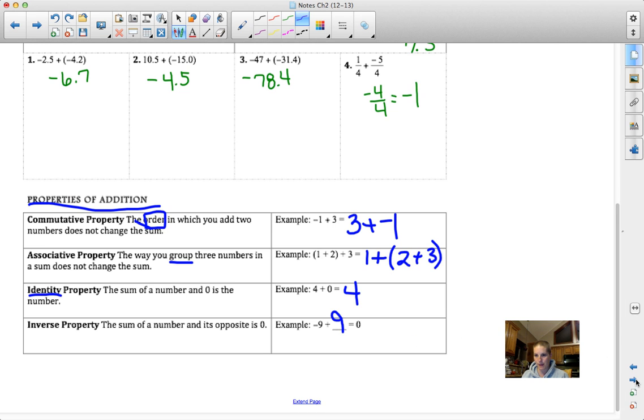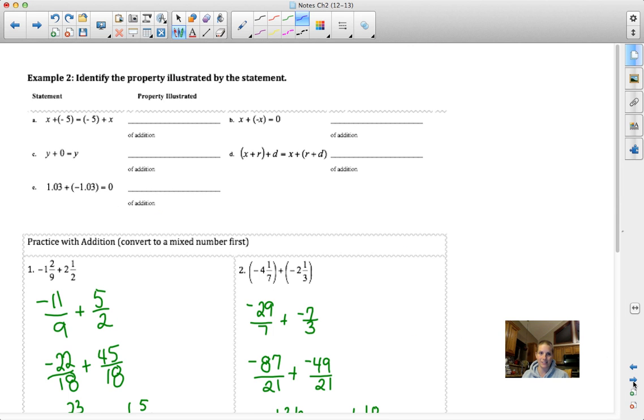Now, let's go to that next page and let's practice a little together and practice a little on your own. Remember, we're looking at properties of addition right now. And so you're simply going to look: did I change the order? Did I change the group? Am I adding 0 so that I maintain the same number? Or did I add its opposite so that I got a 0? And when we look at letter A, we've changed the order. That makes this the commutative property.